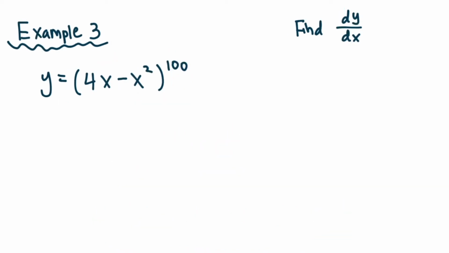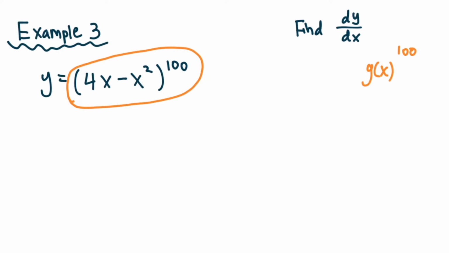So next, let's look at another question, right? This might look a little bit complex because of the big exponent, but I promise you it's really simple. So our first step is to always identify the outside function, which is 4x minus x squared to the 100th power. So basically, you're looking at it as g of x to the 100, like a function to the 100, right? So obviously, there's an inside function, which is g of x, right? So it's just going to be 4x minus x squared.